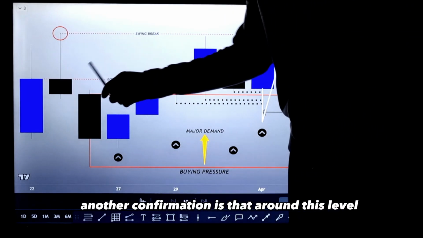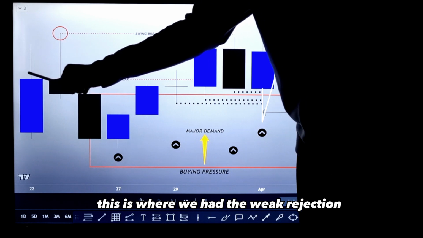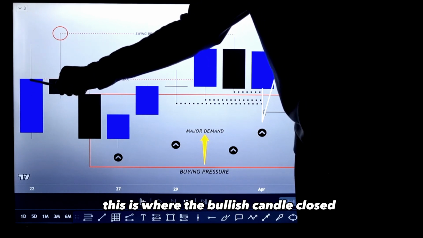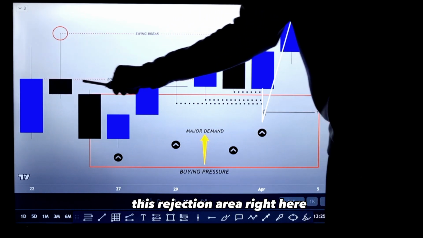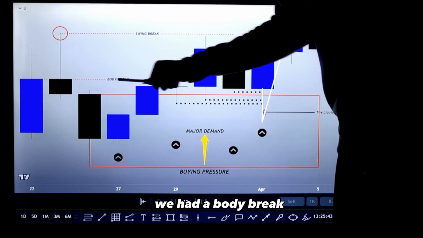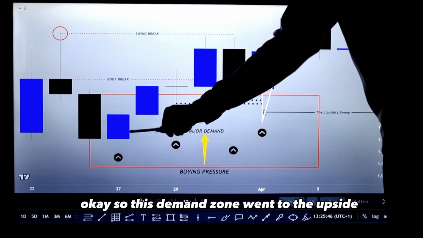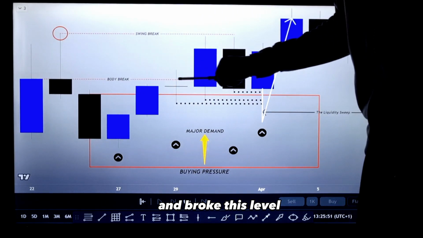Another confirmation is that around this level, this is where we had the wick rejection. This is where the bullish candle closed. That's where the next day opened. This rejection area right here, if we draw a line going towards the future, we had a body break. So this demand zone went to the upside and broke this level.